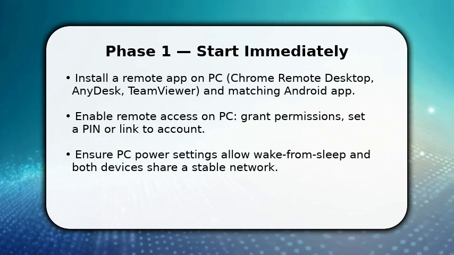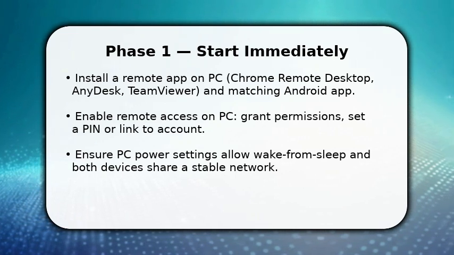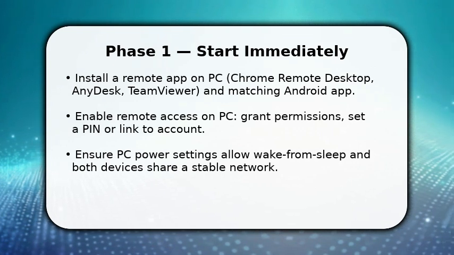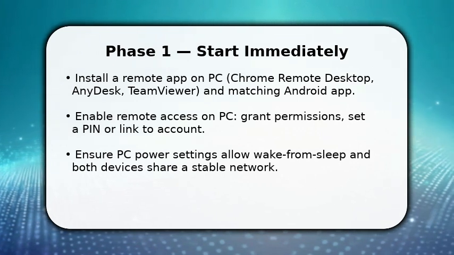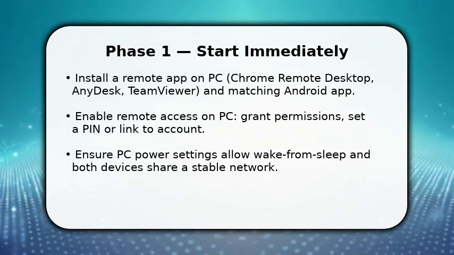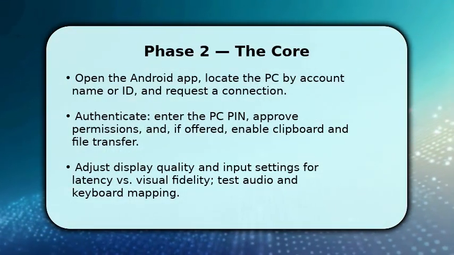If you're on different networks, note whether NAT or firewalls might block connections. This matters for the next steps, so don't skip it. Once done, open the app on Android and select the PC from your list or enter its ID. You'll authenticate with the PIN or an account prompt. Approve any permission dialogues on the PC fast.